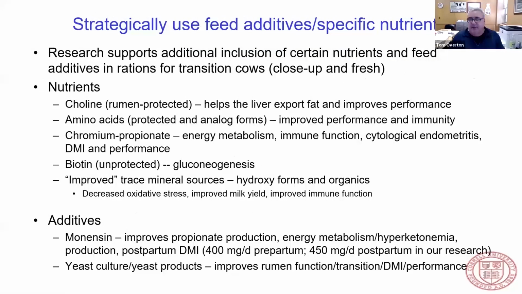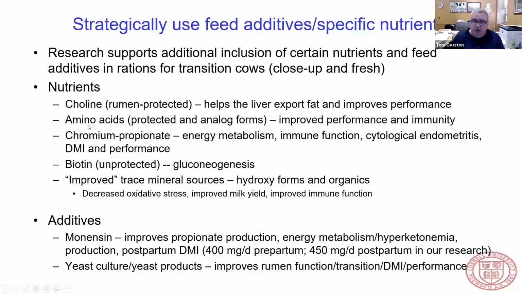We've got a lot of things we can also add to diets, and there's a lot of research out there that certainly backs that certain nutrients and certain feed additives belong in these transition diets, both close-up and fresh. Protected choline's been around for a long time now. We did some of the original work there. It helps the liver export fat and improves performance, with very consistent responses in controlled research trials of 2 to 4 pounds of milk going out into lactation.